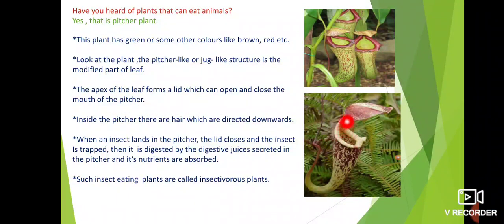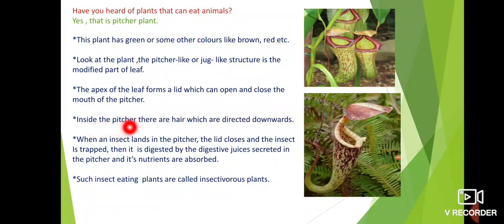The apex of the leaf means the uppermost tip, the pointed end of a leaf. It forms a lid, meaning a covering, for the mouth of this pitcher plant. When an insect sits on this pitcher plant, this lid covers or closes the mouth of the plant.